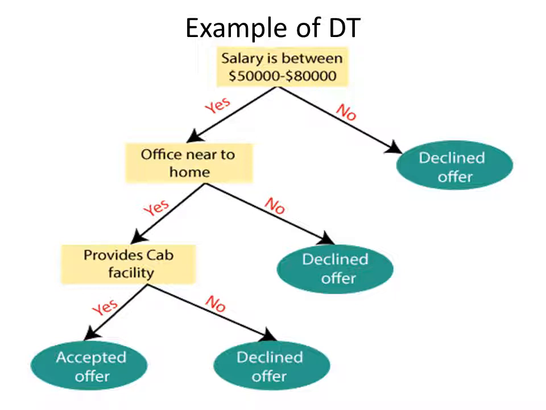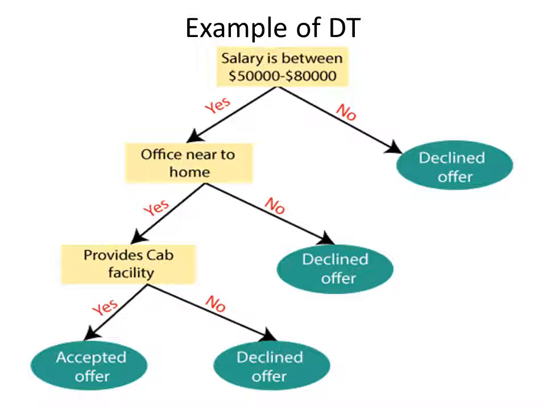And if it is yes, if the salary is okay, then again it goes for some criteria. He is checking whether the office is near to the home. If the office is not near to the home, immediately decline the offer. If salary is okay, if office is also near to the home, he is again checking one condition, whether the company provides the cab facility for going and coming. If no, the cab facility is not provided, then immediately decline the offer. If the cab facility is provided, then accept the offer.